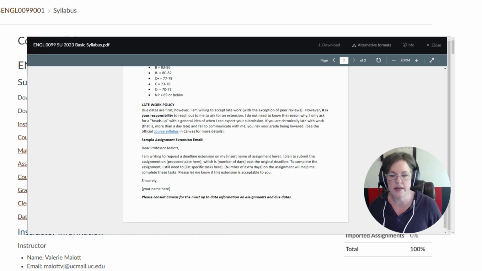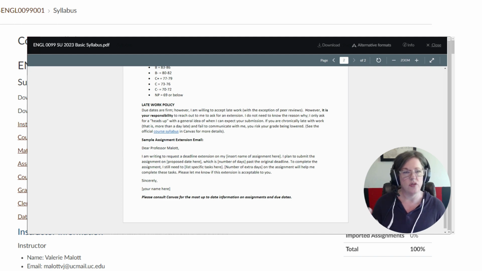So it's a very simple template. I'm writing to request a deadline extension on my, and then you just insert whatever assignment it is. I plan to submit the assignment on the proposed date. You don't have to worry too much about that, but at least give me a general idea. Maybe you need a day, maybe you need 3 days, maybe you need a week because you've been sick. I don't know. Doesn't matter, right?